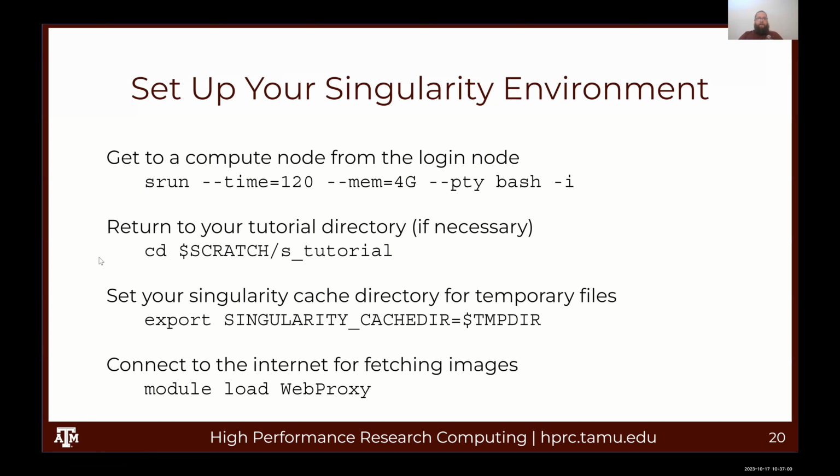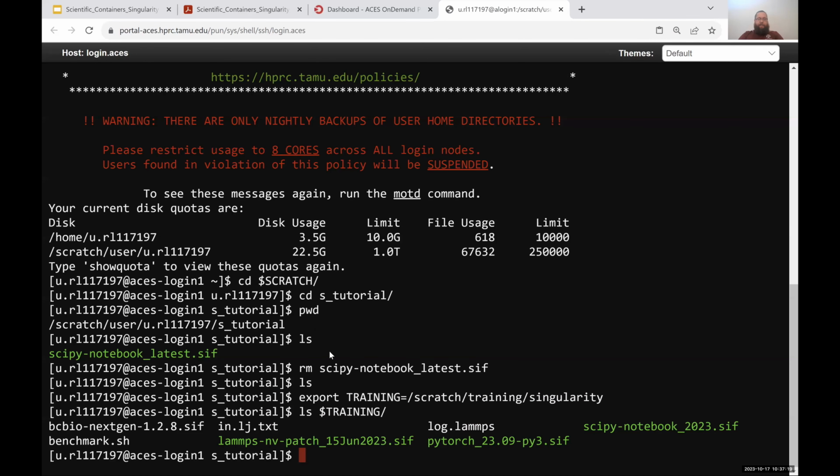And one other thing. ACES is a bit busy right now, so it may be harder to get a node. For that purpose, we have a reservation. That means you'll have to add the reservation flag to your srun command to use the reserved node. So let me show you what that looks like.